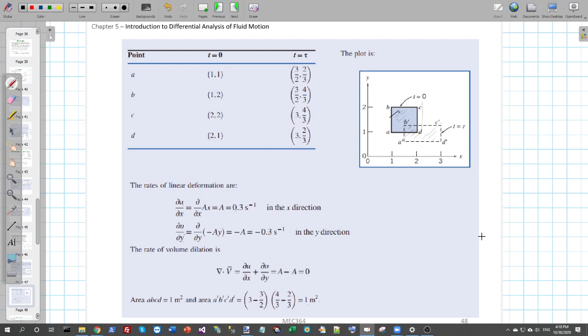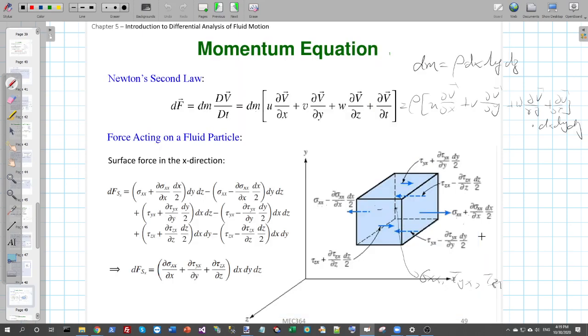And now we have finished all the kinematics description for the motion of the fluid particle. We know how to use the velocity field to calculate the linear acceleration of the particle, to calculate the rotational speed, the rate of rotational motion of the particle, omega, and also how to use the velocity field to calculate the angular deformation and the linear deformation of this fluid particle. Okay, and now we can go to the momentum equation, right?